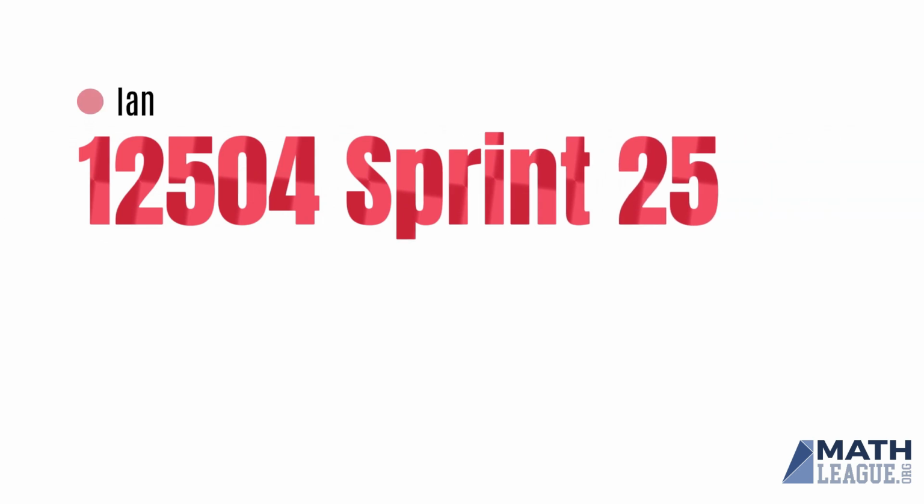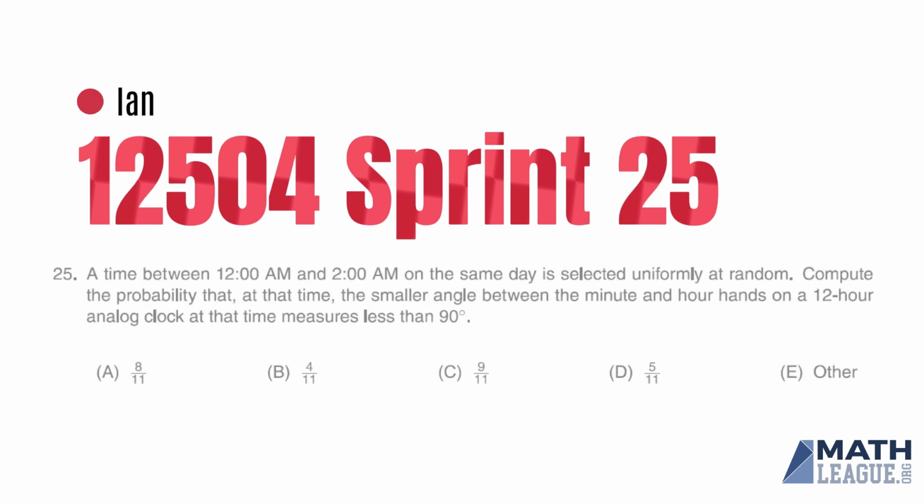Today we're going to be going over sprint number 25 from our 12504 release, which was one of this year's high school releases. Problem number 25 reads: a time between 12 a.m. and 2 a.m. on the same day is selected uniformly at random. Compute the probability that at that time the smaller angle between the minute and the hour hands on a 12-hour analog clock measures less than 90 degrees.